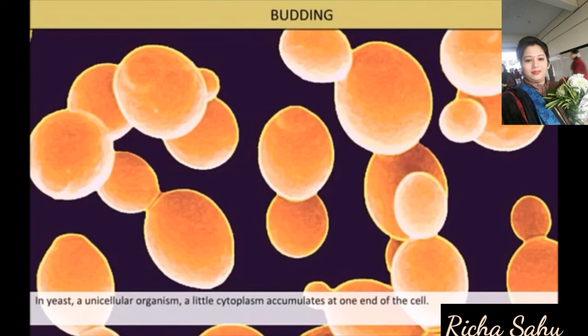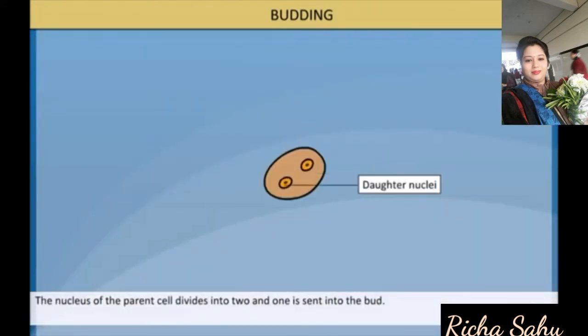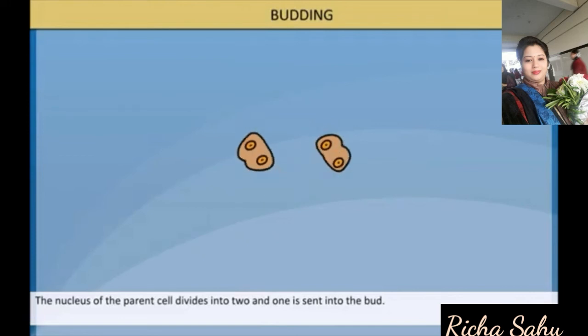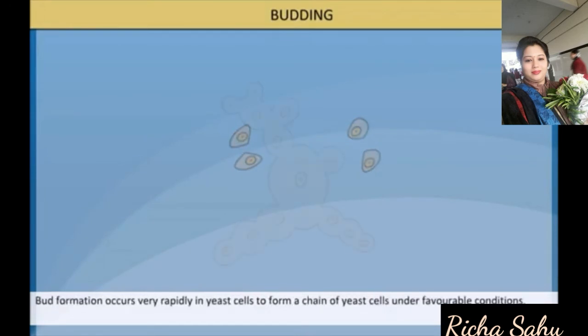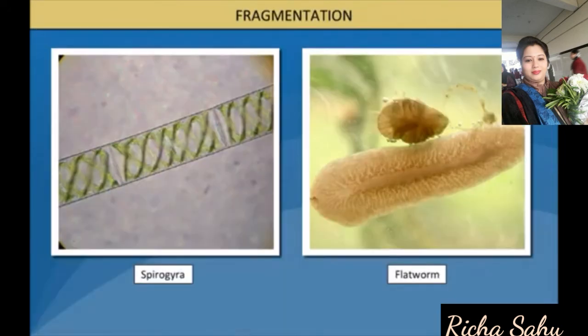Budding. In yeast, a unicellular organism, a little cytoplasm accumulates at one end of the cell. The nucleus of the parent cell divides into two and one is sent into the bud. Bud formation occurs very rapidly in yeast cells to form a chain of yeast cells under favorable conditions.